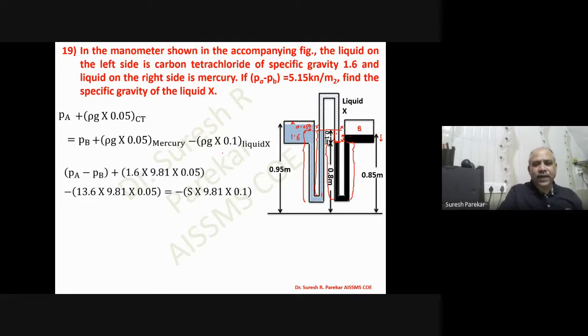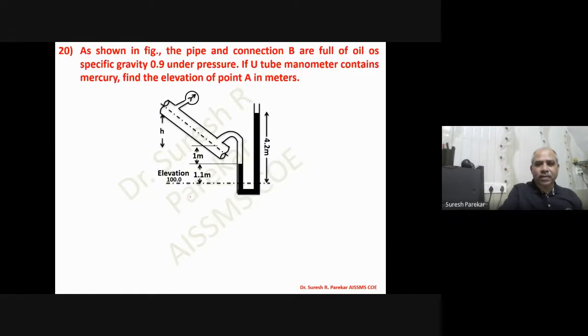And then substitute the values. So PA minus PB plus 1.6, that is the specific gravity of tetrachloride, into 9.81 into 0.05, minus 13.6 into 9.81 into 0.05. This mercury we have taken on the left side, and on the right side we have kept only S. If we solve this, we will get S as 0.75. So likewise, write down the equation very properly, then you can solve these problems very easily. Now we have this problem.